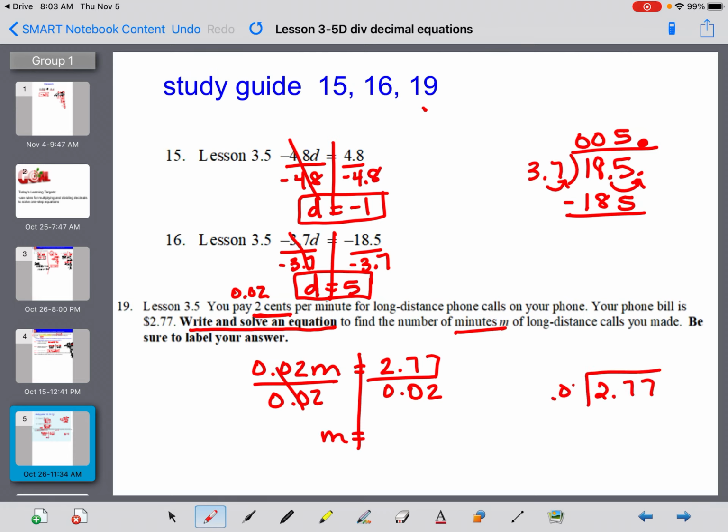277 divided by, I move the decimal point 2 places over and bring it straight up. 2 goes into 2 1 time. Then I bring down the 7. 2 goes into 7 3 times. 2 goes into 17 8 times. And what does it tell me to round to? It doesn't. Okay, bring down the 0. 2 goes into 10 5 times, and then it comes out even. So my answer is 138 and 5/10 minutes.